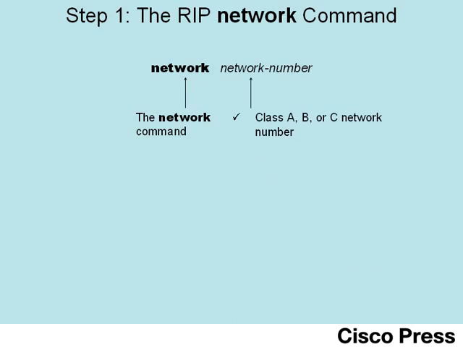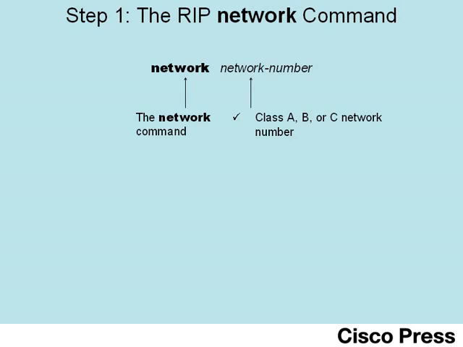Next, let's take a look at the RIP configuration. The RIP configuration starts out with the router RIP command, which puts you in RIP configuration submode. Then the network command tells the router on which interfaces to enable RIP. However, the network command is a little bit indirect. The network command, as you see here, has one parameter called the network number, and that is the class A, B, or C network number.